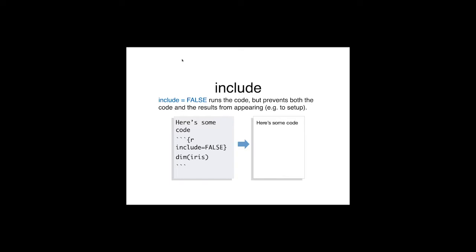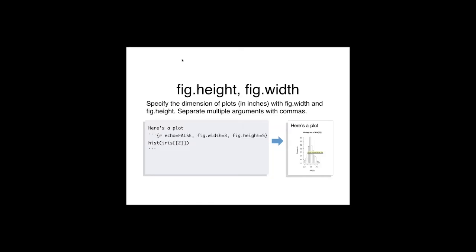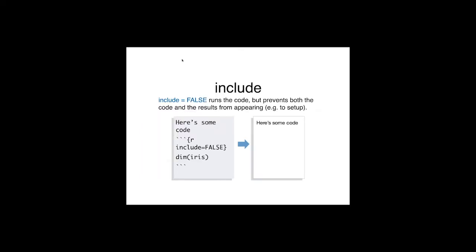So some of these are intuitive, right? Evaluate, include, we can start to think about this. Some of them are less so. Other things that we can include. Yes, question. From the previous slide. Does it matter if within the curly brackets there was a space in between the equal sign and include and false? No. I like putting the spaces. I like letting my code breathe a little bit.